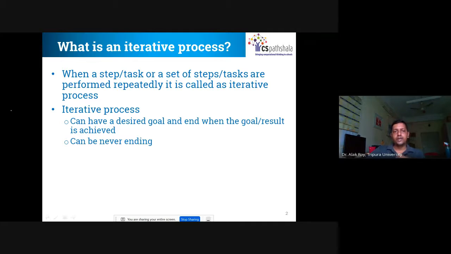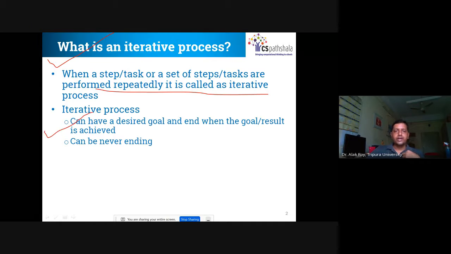So let's make a summary. What is an iterative process? When a step or task or a set of steps or tasks are performed repeatedly, it is known as an iterative process. An iterative process can have a desired goal, and it ends when the goal or result is achieved, or it can be a never-ending process.